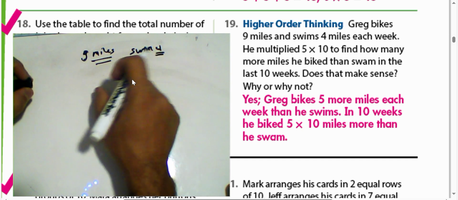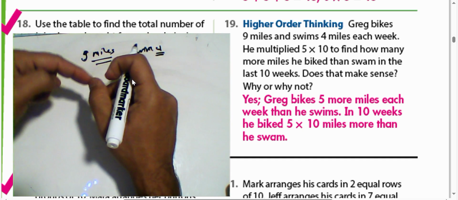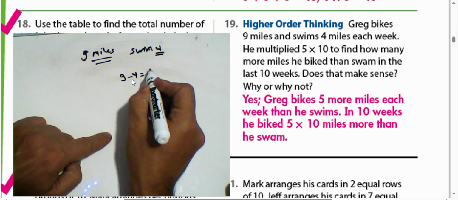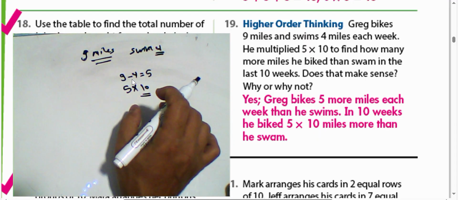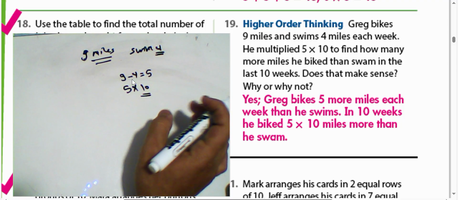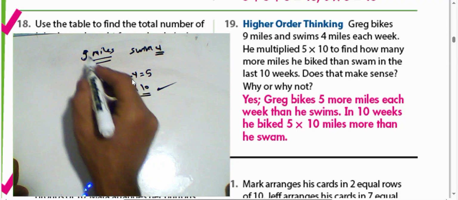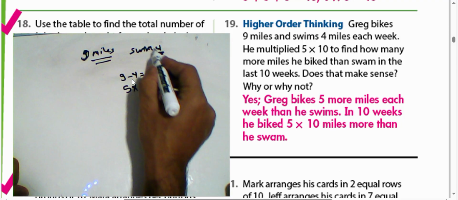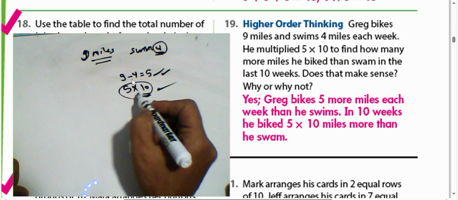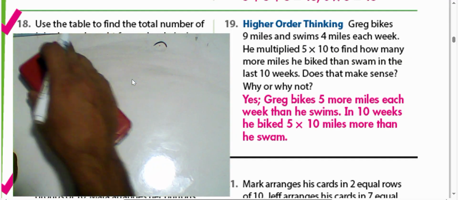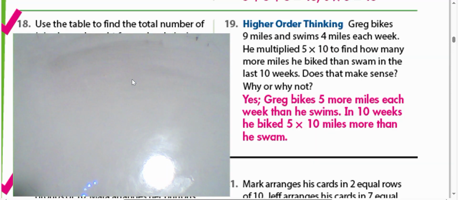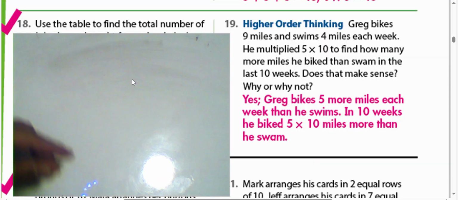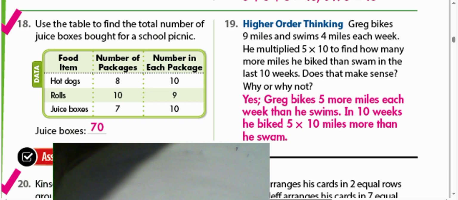He multiplied 5 by 10 to find how many more. How many more? It means 9 minus 4 equals 5. He multiplied 5 by 10 to find how many more miles he biked than swam in 10 weeks. Yes, correct, because 9 minus 4 equals 5 and 5 times 10 equals 50. Yes, Greg bikes 5 more miles each week than he swims. In 10 weeks, he biked 5 times 10 miles more than he swam.